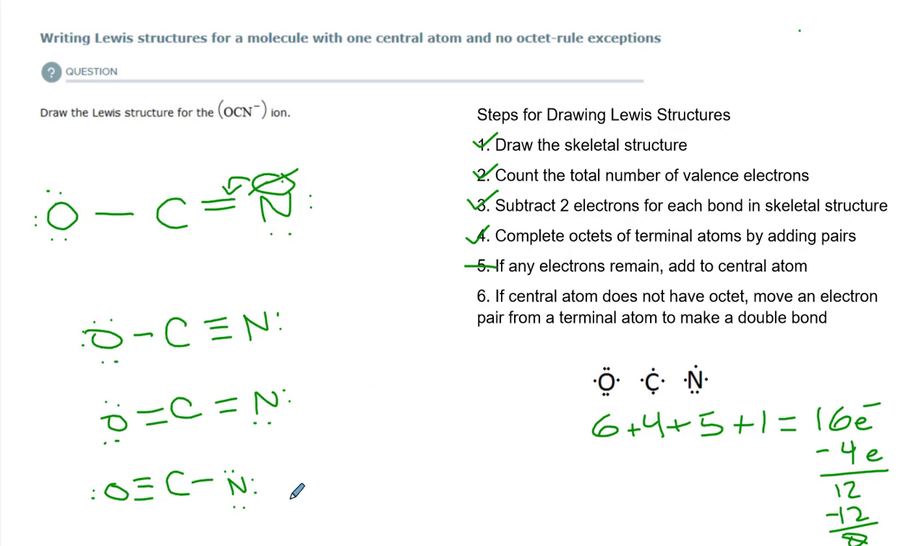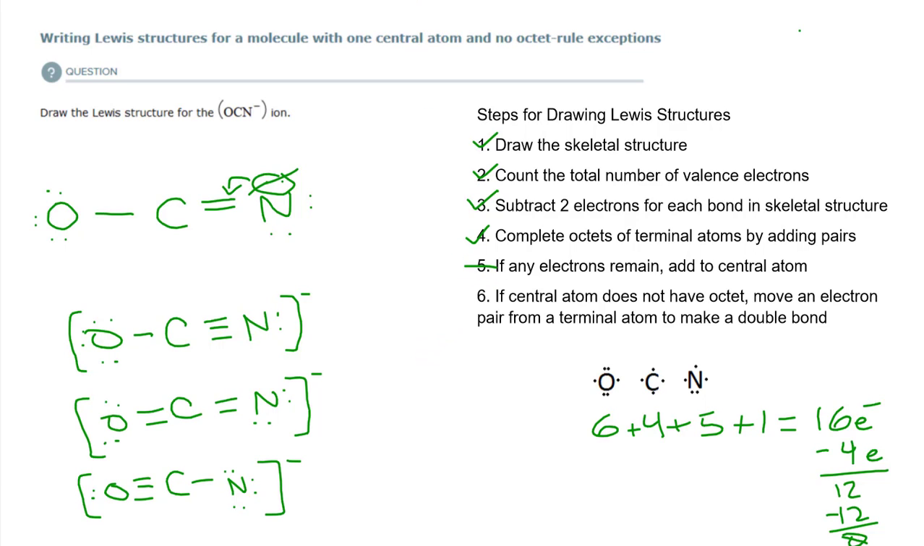Now, all 3 of these structures, you can put brackets around them and put the negative charge on the outside. All 3 of these structures do obey the octet rule. They all have 8 electrons around each atom. They all have a total of the 16 valence electrons we started with. So we didn't break any rules making these, so all of these are technically possible. The way to figure out which one is the most likely structure lies with the idea of formal charge.